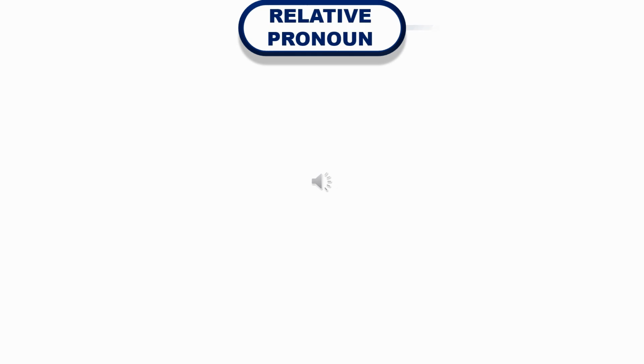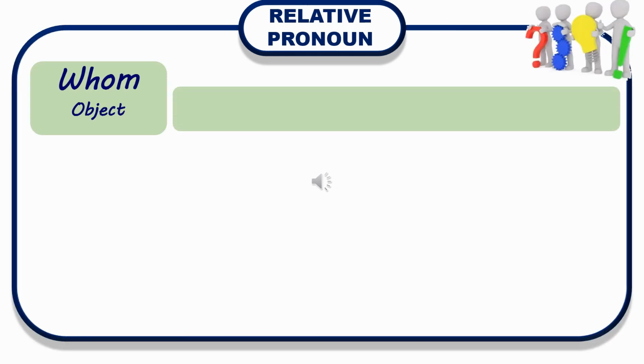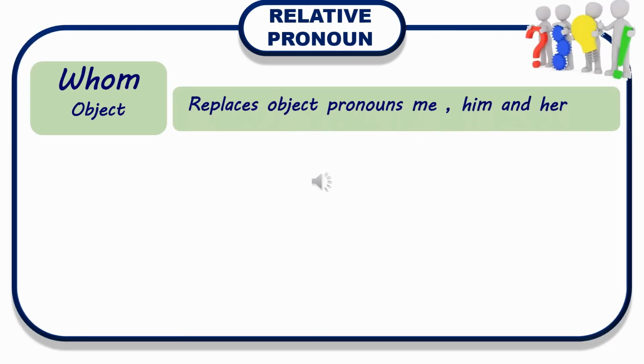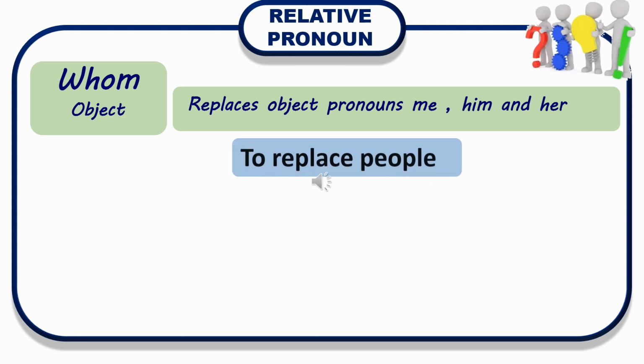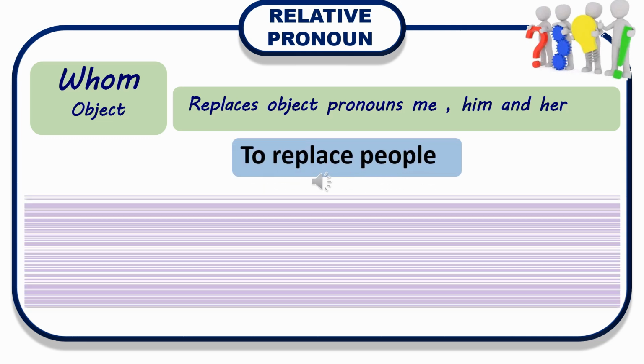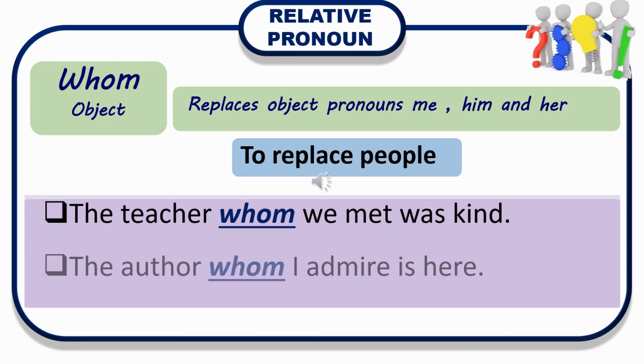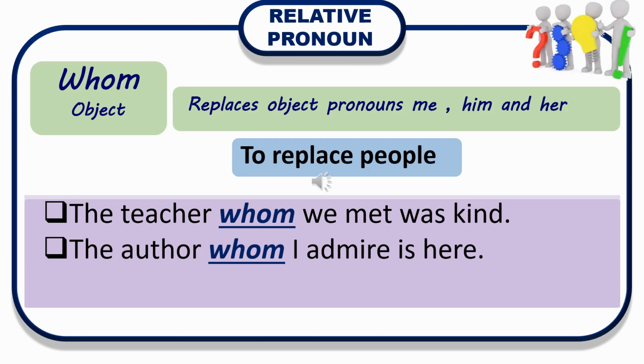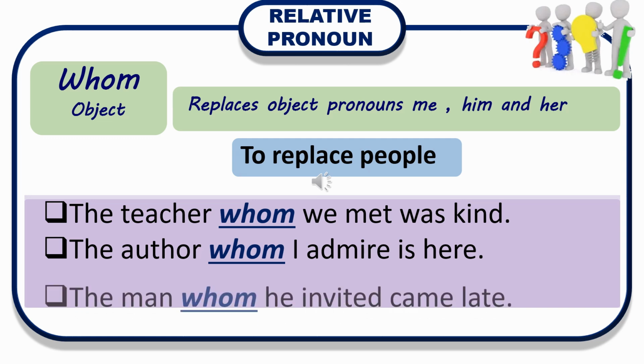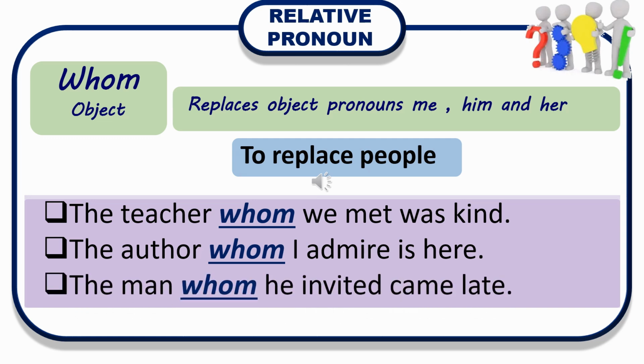Now let's tackle whom, the relative pronoun for people when they're the object of the sentence. Whom replaces object pronouns like me, him, her. It answers to whom, or with whom. Examples, the teacher whom we met was kind. We met whom? The teacher. The author whom I admire is here. I admire whom? The author. The man whom he invited came late. He invited whom? The man.